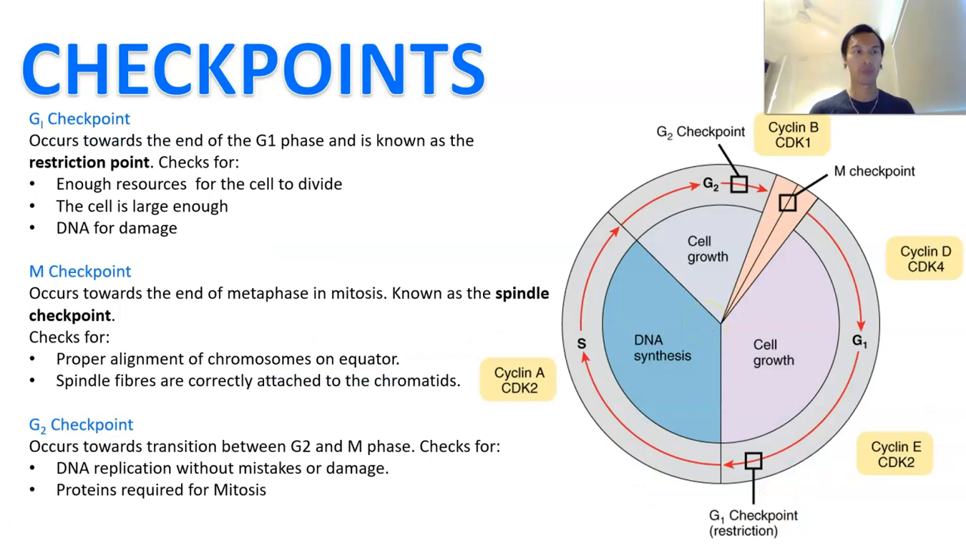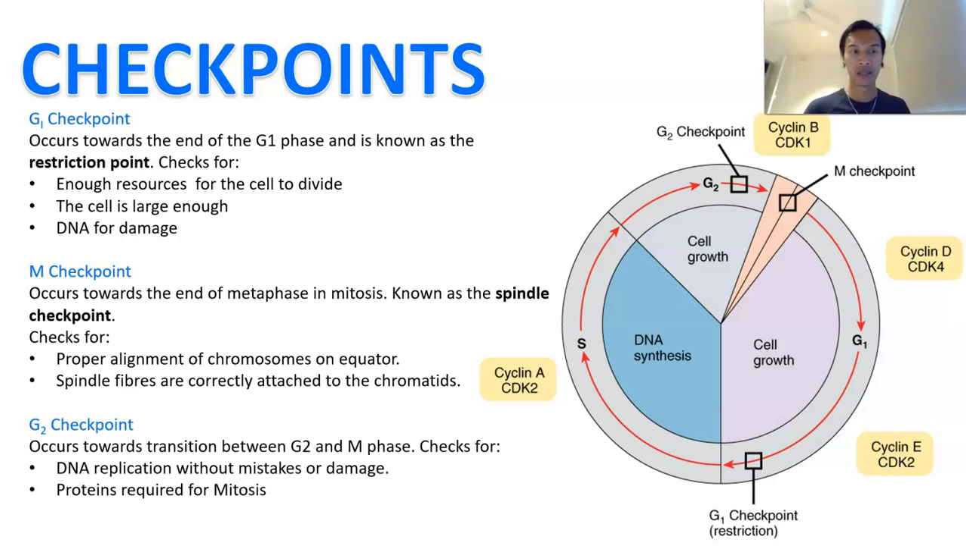So the G1 checkpoint occurs at the end of the G1 phase. It's known as the restriction point. At this stage of the cell cycle, it's going to pause and it's going to check for enough resources for the cell to divide, because it's about to replicate its DNA and it needs to make sure it has all of the resources it can to assemble those nucleotides, replicate the DNA, and then go into mitosis later on. So it's going to check for resources, it's going to make sure that the cell is actually large enough to do that, and it's going to run through the DNA and check for any sort of damage, okay?